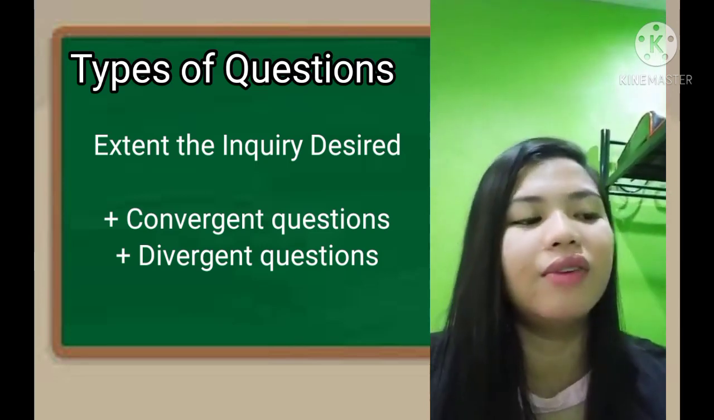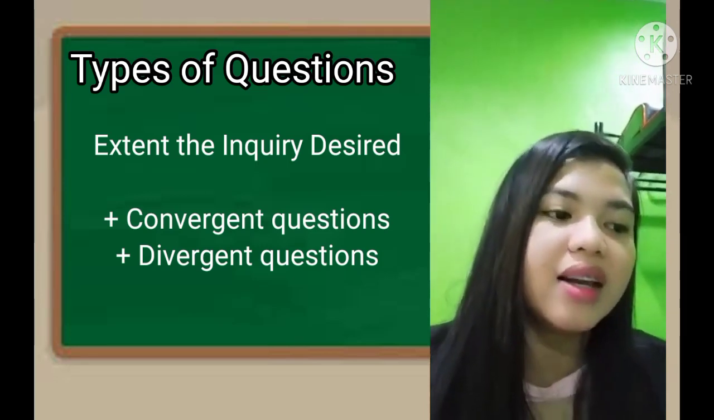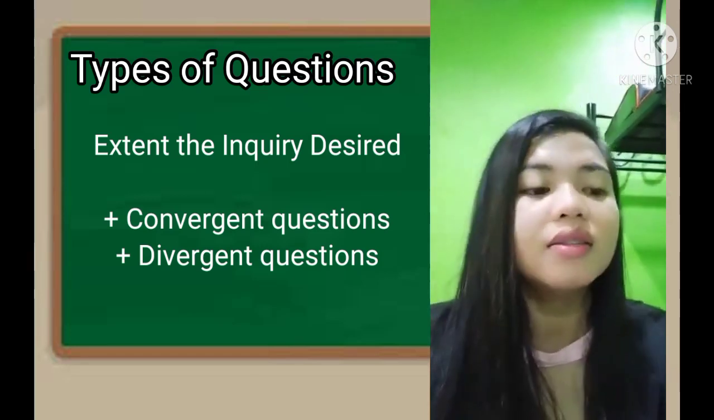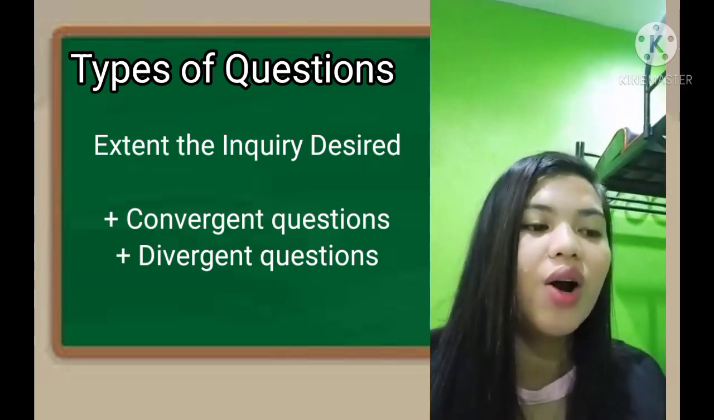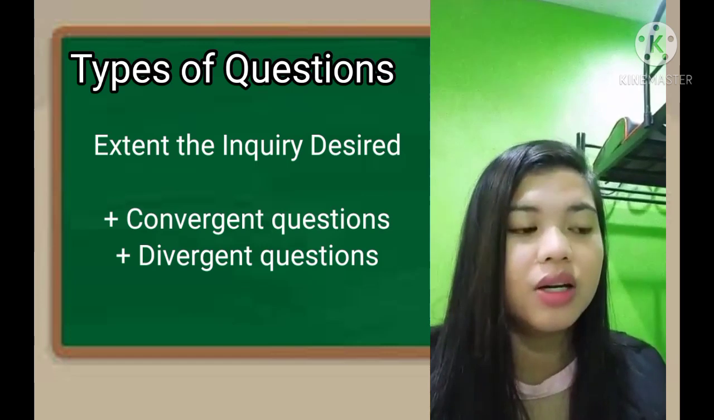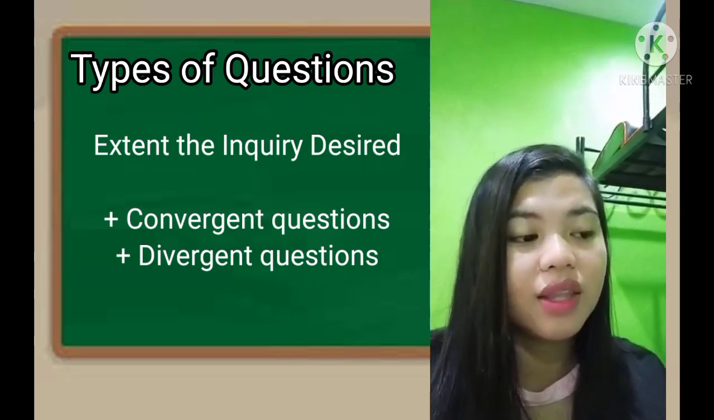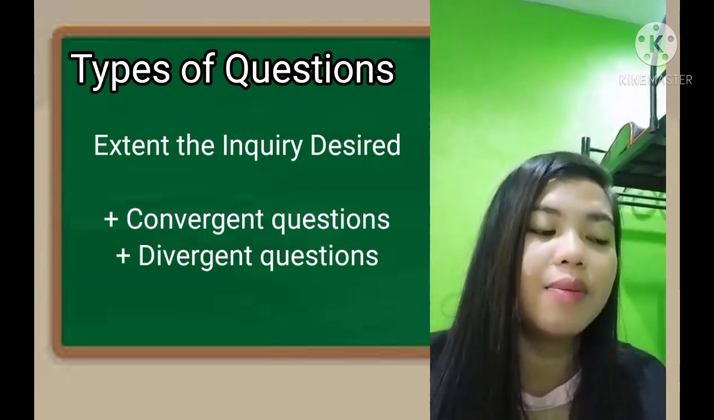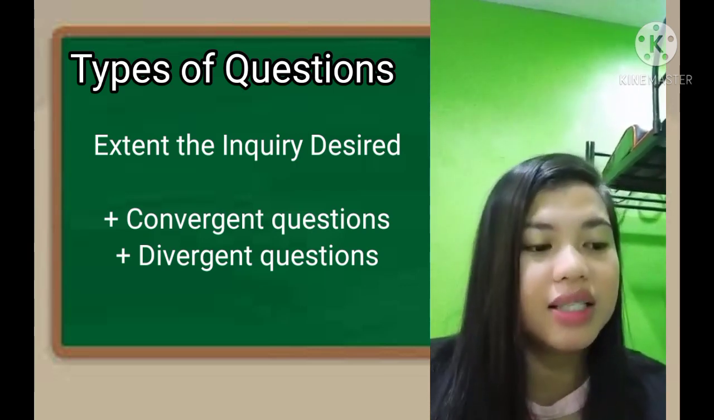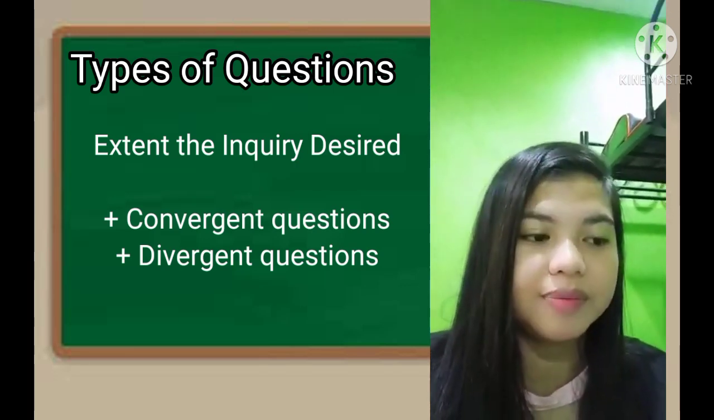When we say divergent questions, they require the respondents to think in a different direction, to think of an alternative action, or to arrive at their own decision. Examples of this question are, why are you voting for him? Or, what will happen if you leave it under the sunlight for a week?